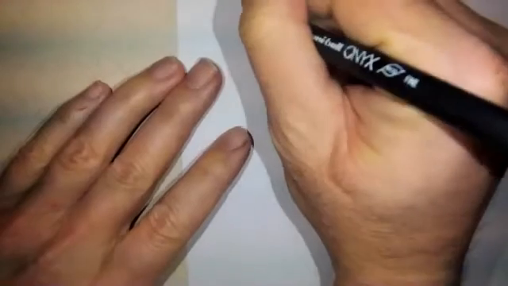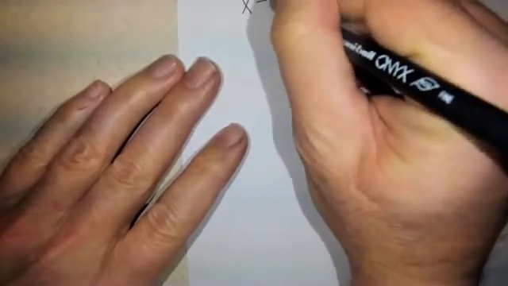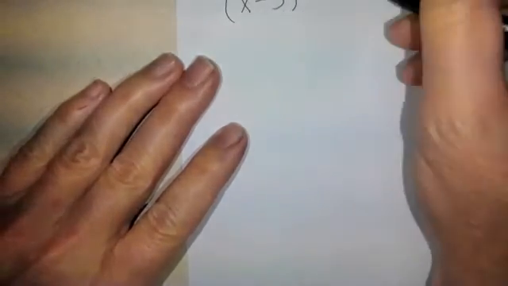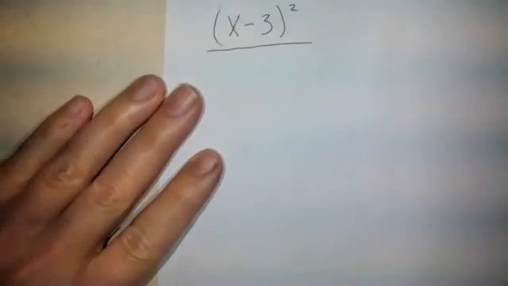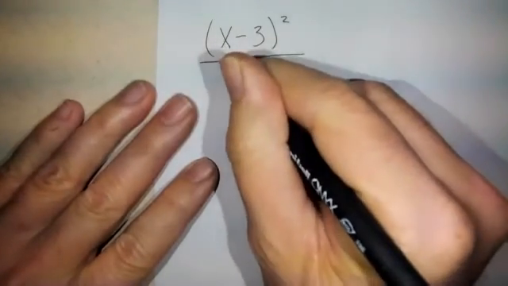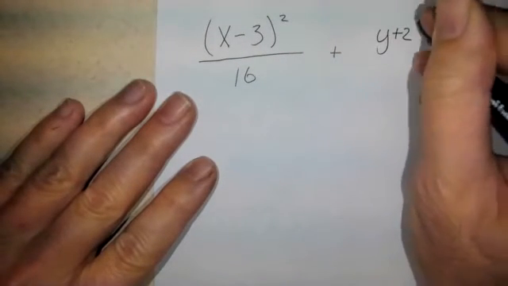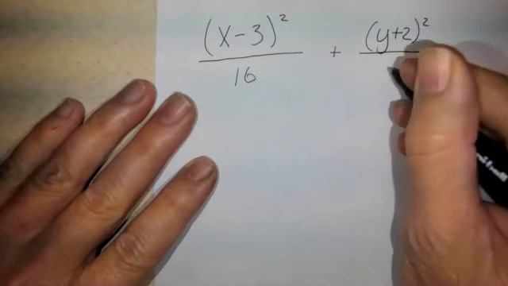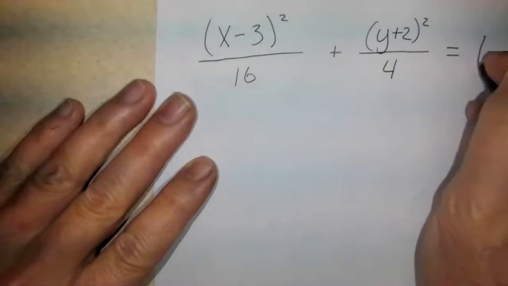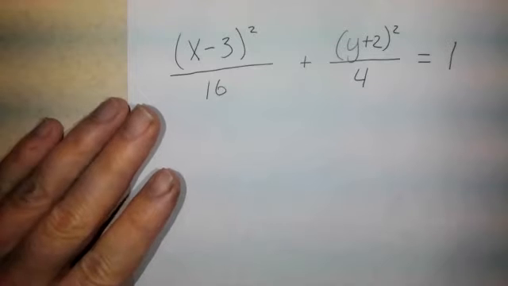Hello, this is a quick video on how to graph an ellipse and two additional ways of thinking about it. So, first off, if I have an ellipse, which looks like (x - 3)^2 over 16, and we'll pick a nice square number, plus (y + 2)^2 over 4 equals 1. If it doesn't look like this, then make it look like this.